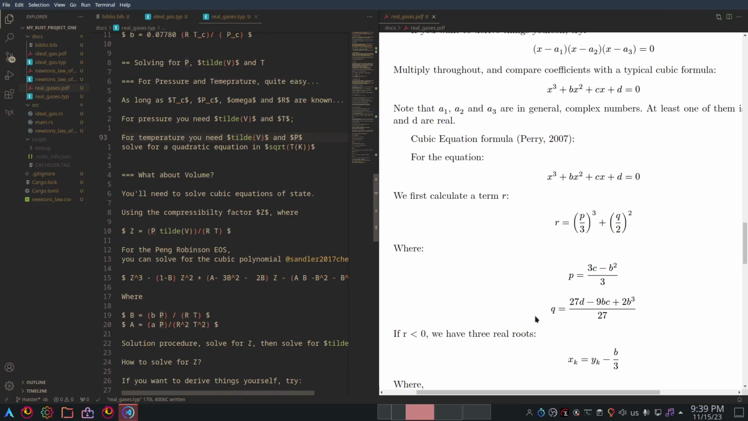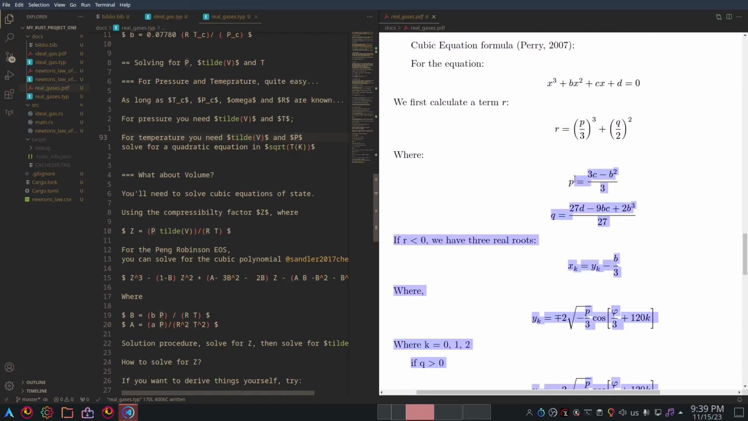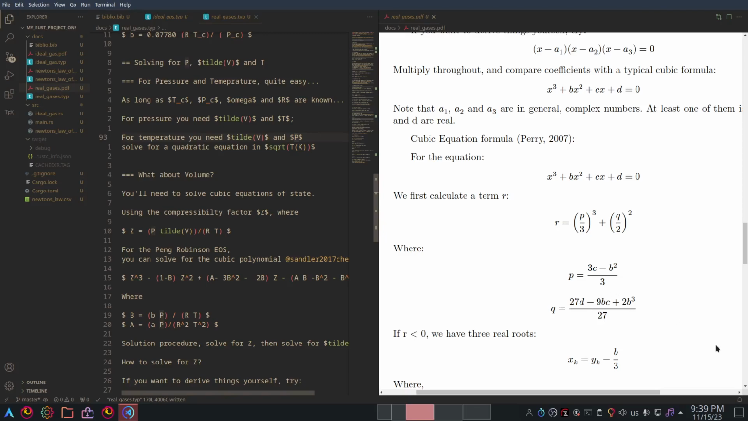this conclusion. So okay, for this cubic equation, x cubed plus bx squared plus cx plus d, you have p. Okay, this p is defined in this r term here. It's very important. It's 3c minus b squared. Q equals (27d minus 9bc plus 2b cubed) over 27. So all this you can kind of program in a function or something.